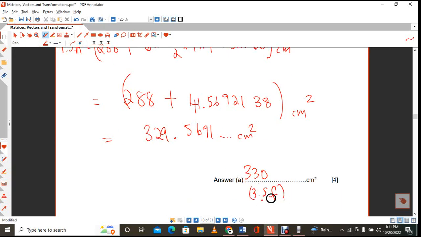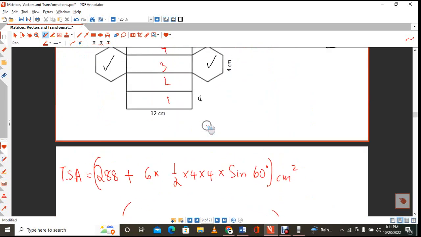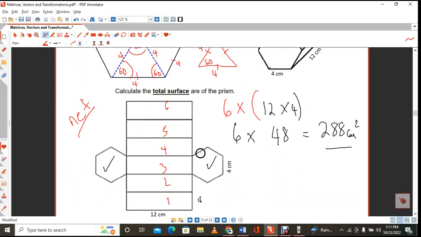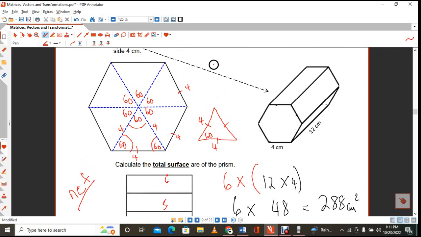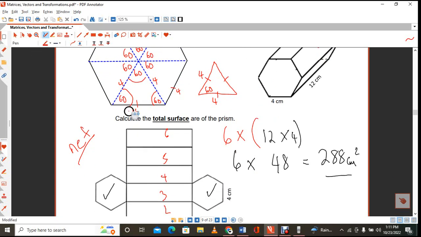square centimeters. Okay, so initially this question did not have the net, and also did not have that. The only thing that was given was basically just that. And so I thought, let me just bring in more diagrams to help you to answer that question.